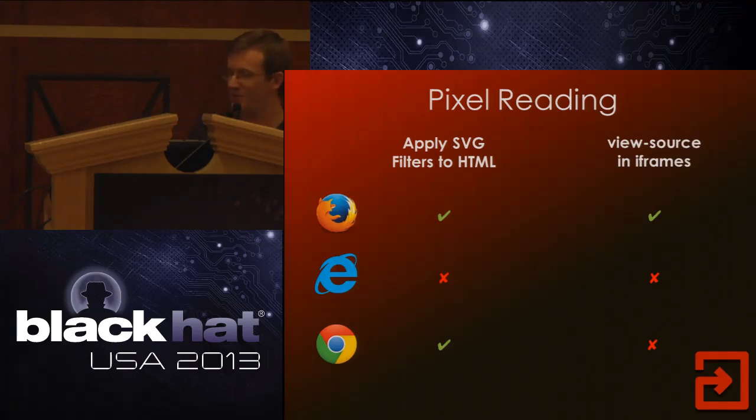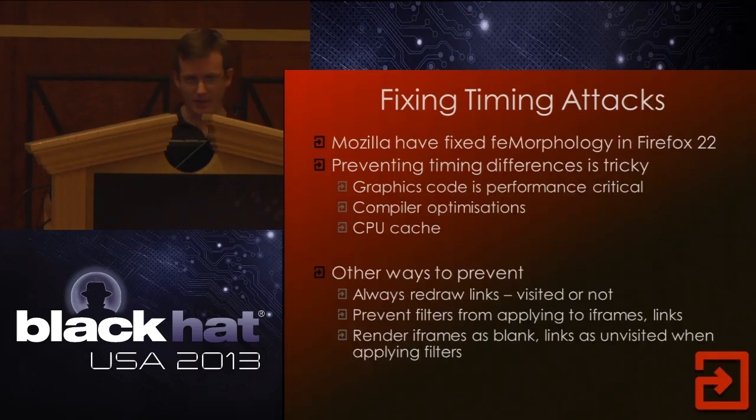Unfortunately, Firefox is the only browser that lets us do the view source with the iframes. But of course, even without view source, you can still read the visual text on the web page. Internet Explorer is no fun really because it doesn't let you apply SVG filters to any old HTML. So this isn't possible in Internet Explorer unless they want to add that feature. I only looked at the FE morphology filter so far. I think there are probably other filters that have these timing differences.